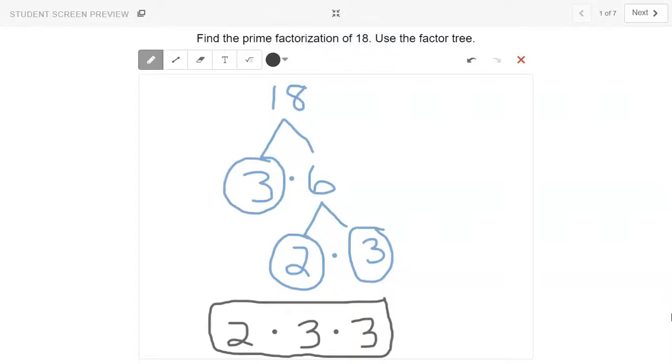This is the answer key to the Module 9.2, Day 2 on prime factorization. Find the prime factorization of 18, use the factor tree. So let's take a look at 18.